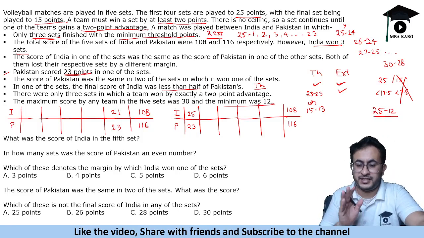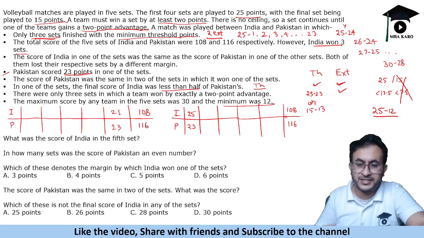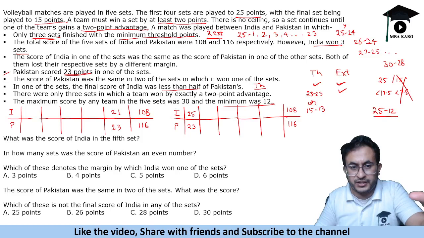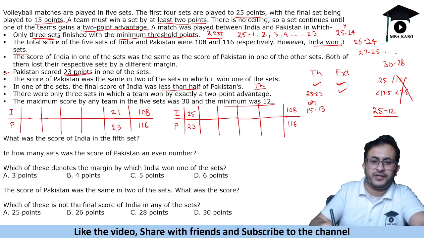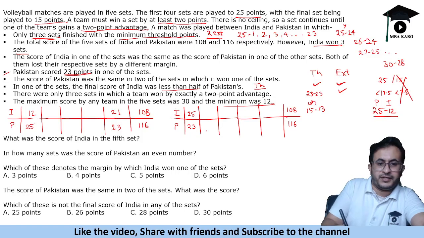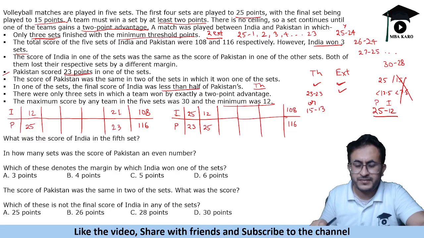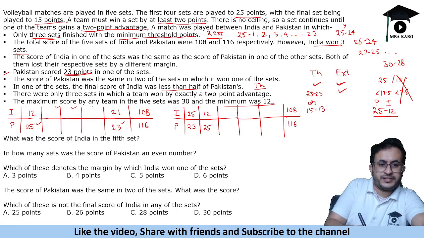One statement says that India's total was less than half of Pakistan's, and the second piece of information says that the minimum was 12. So combining these two, we get that one of the sets ended 25-12 with Pakistan scoring 25 and India 12. Okay, so one definite set is there, Pakistan 25 and India 12, and Pakistan 25 and India 12. Now if you look at this case, Pakistan has won both these sets, so India should win all these 3 sets.